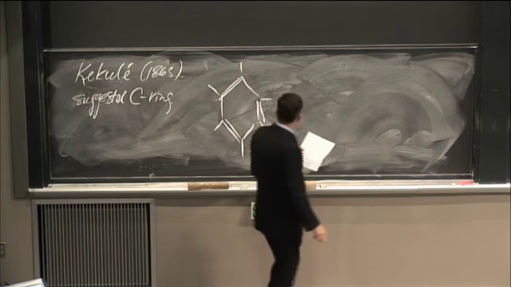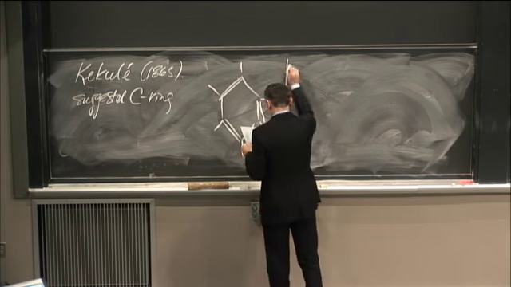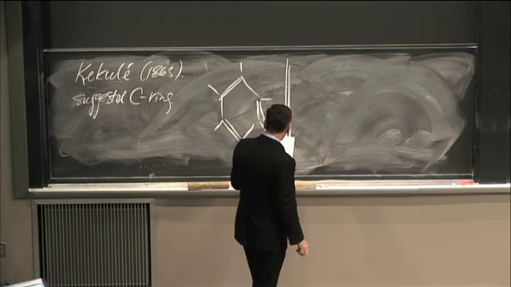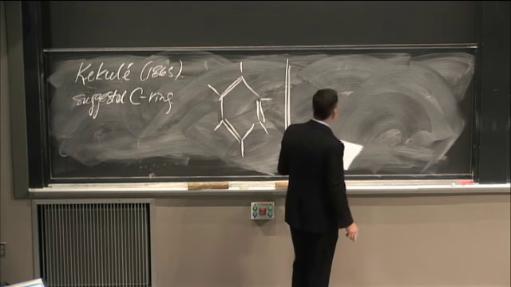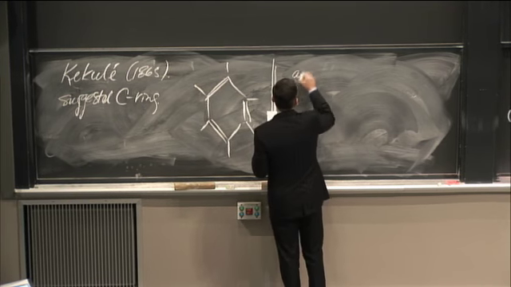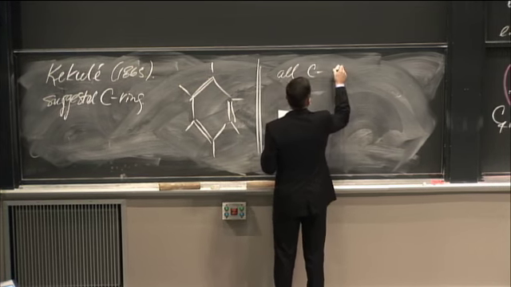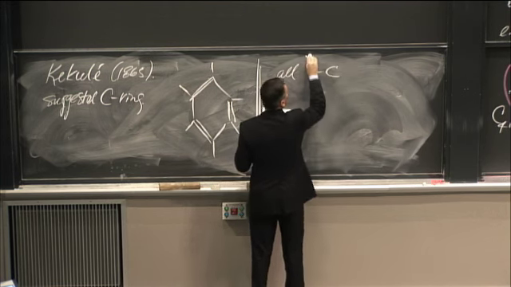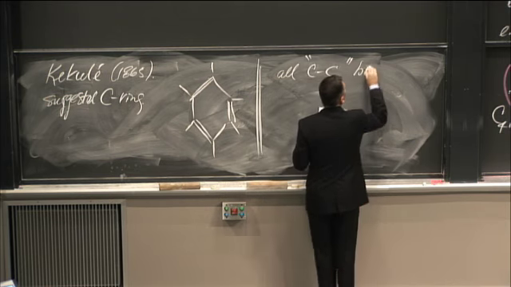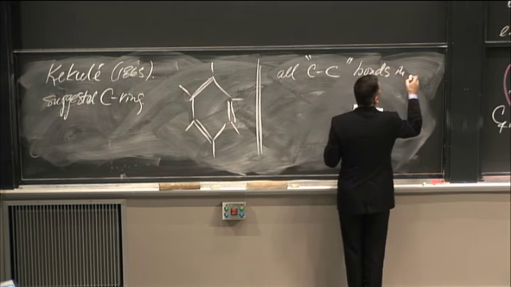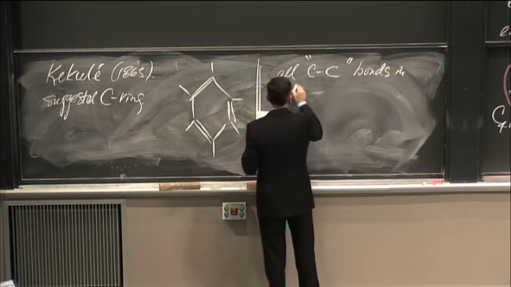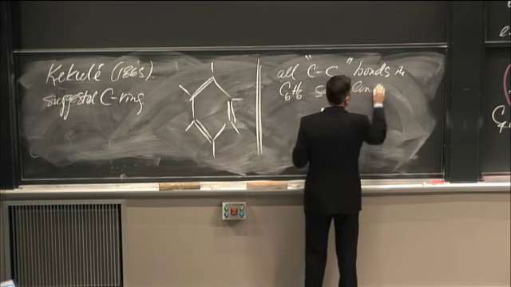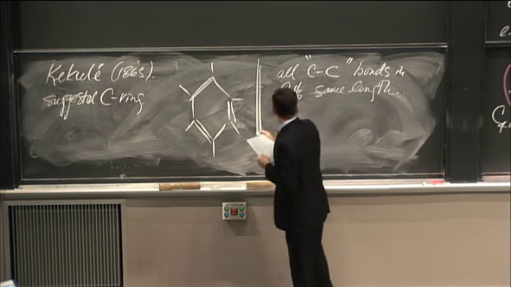Okay? So that's the way things stood until the 20th century when, on the basis of new data, it was discovered that all carbon-carbon bonds in benzene, C6H6, were measured to be the same length. Well, that's a problem, isn't it?